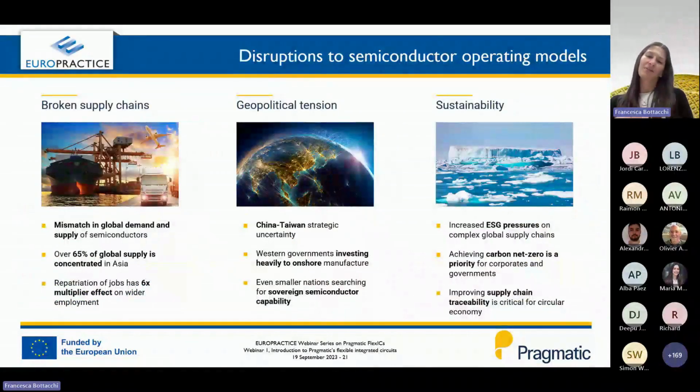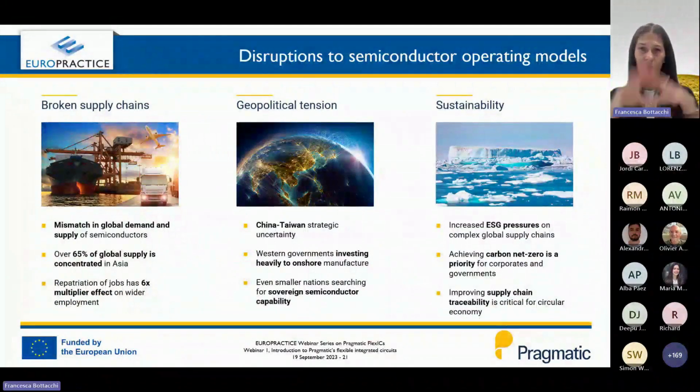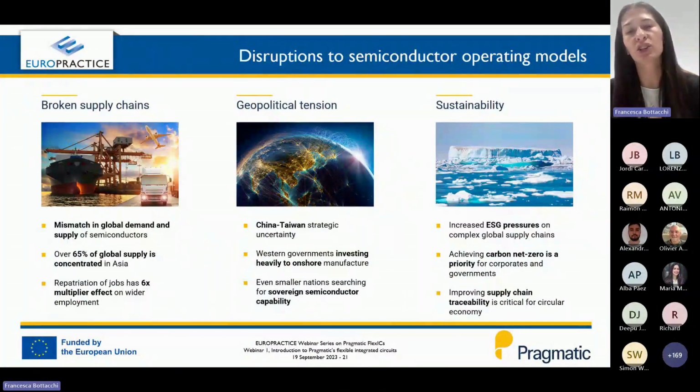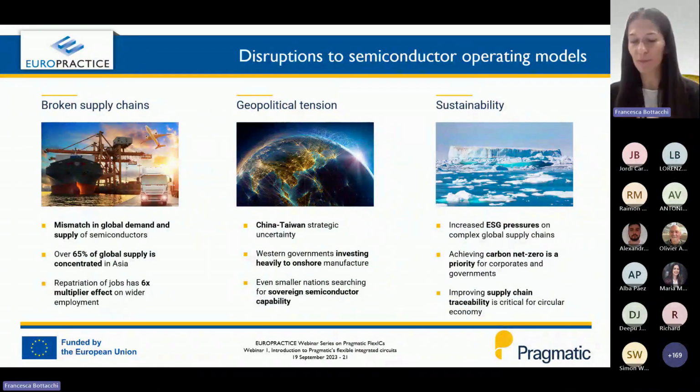So let's spend the last probably 10 minutes on some wider semiconductor discussion. Recently everyone is talking about the semiconductor industry. You can hear it in the news very often. And so these are probably the three biggest challenges of this industry, and I just want to tell you what we are doing at Pragmatic to try to help.